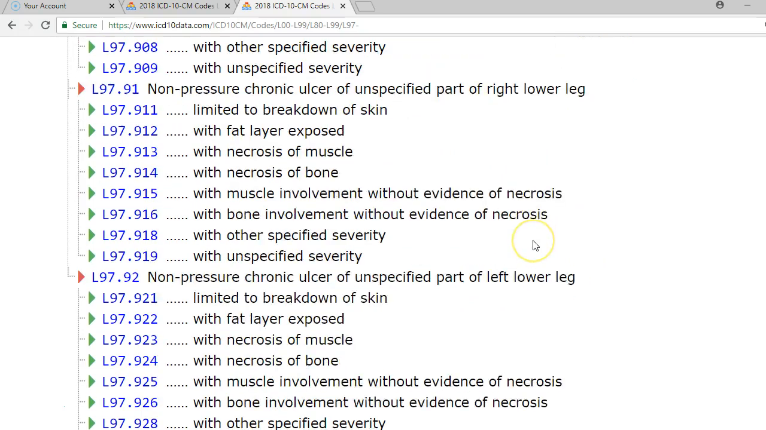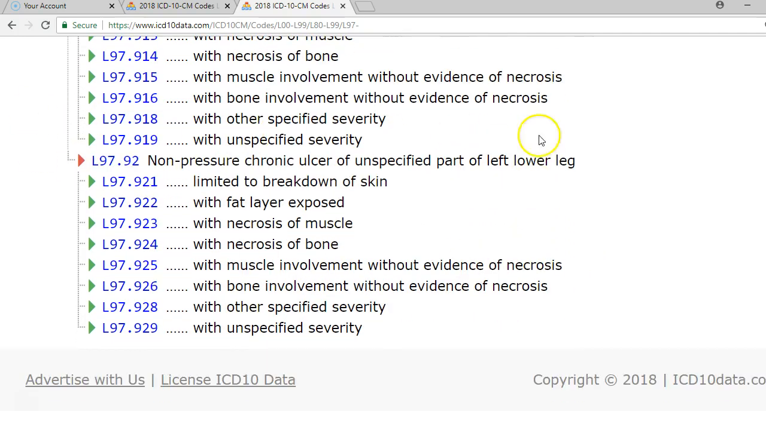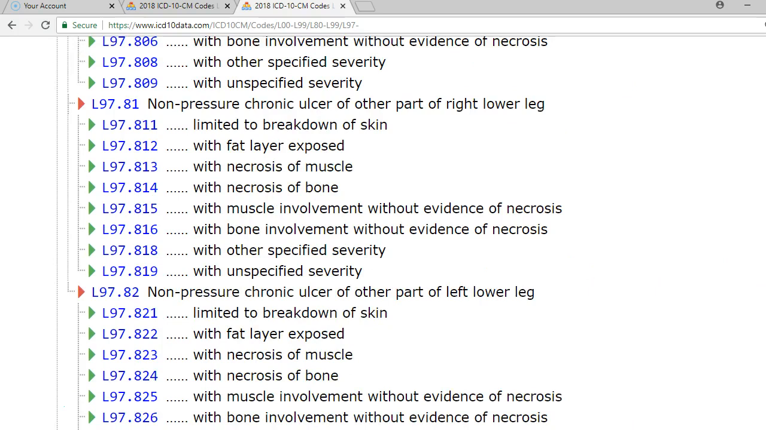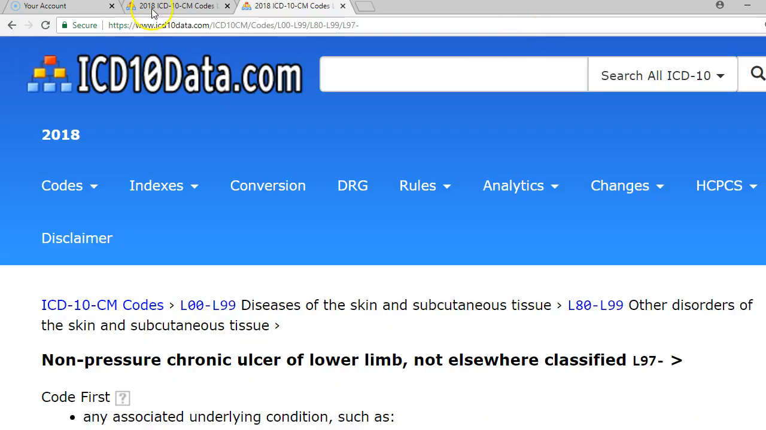And then again, as we continue down, we get more to our unspecified parts. Now again, we wouldn't want to use an unspecified part of the lower leg unless we have no other information. Otherwise, when they told us it was a non-pressure ulcer of the lower leg. But let's look at how they describe these conditions.